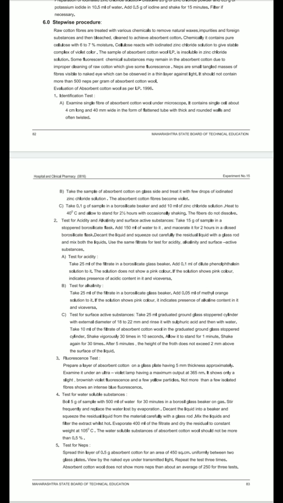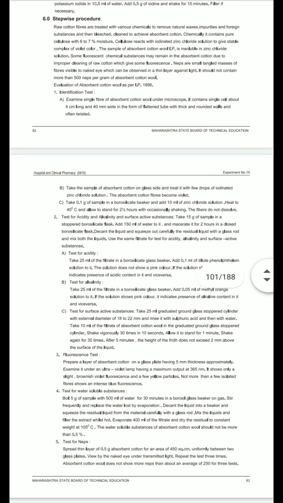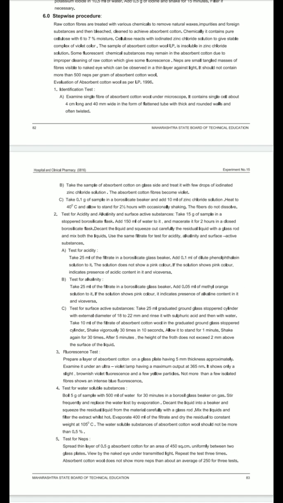Take 15 gram of the sample in a stoppered borosilicate flask. Add 150 ml of water to it and macerate it for 2 hours in a closed borosilicate flask. Decant the liquid and squeeze out carefully the residual liquid with a glass rod and mix both the liquids. Use the same filtrate for test for acidity, alkalinity and surface active substances.